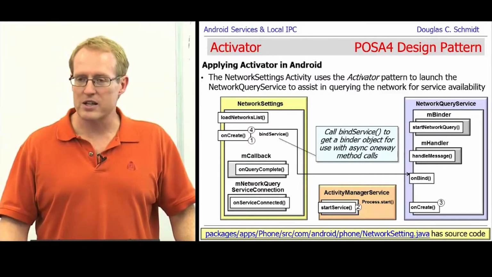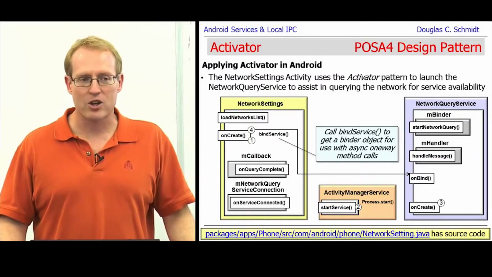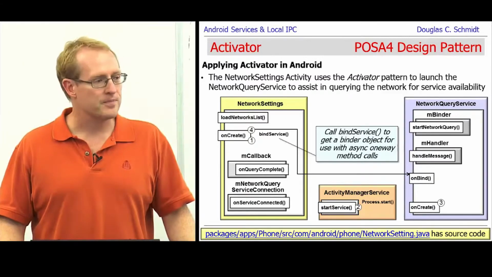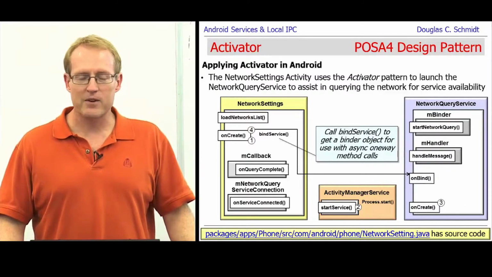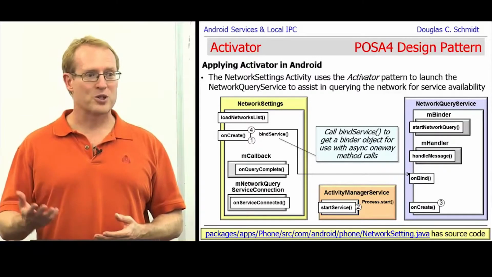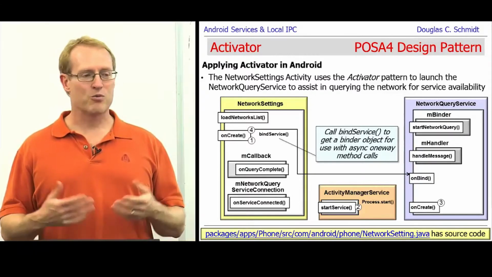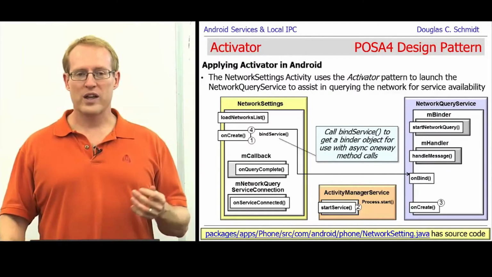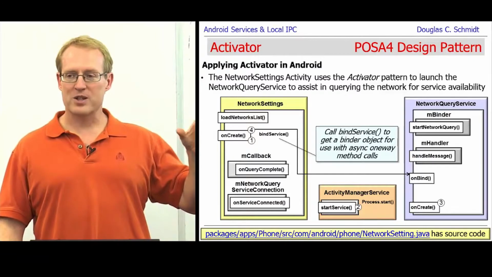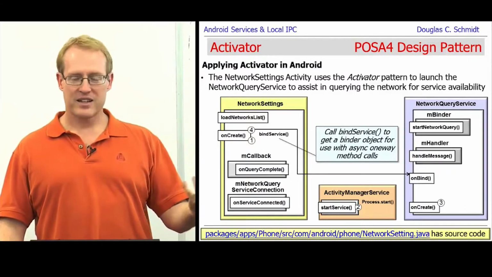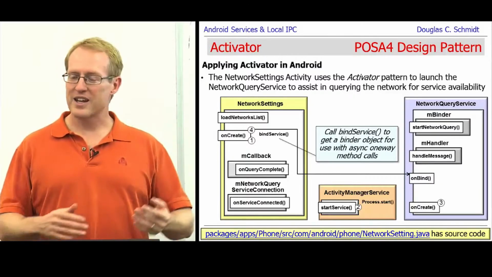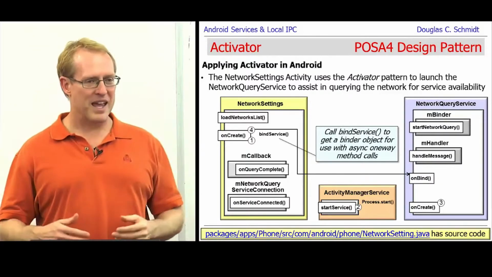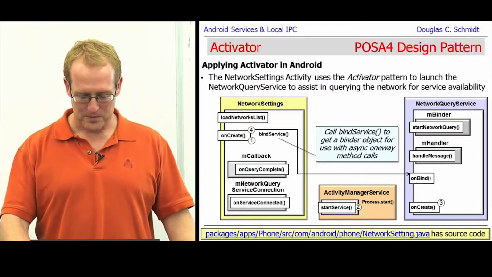But the key point is that it's an example of the Activator. It launches a service on demand. Any questions about that? If you're curious, take a look at the source code. It's got a whole bunch of really cool things going on there. It registers a handler with the underlying radio interface layer, which is the part that actually keeps track of the service, the carriers, and the network availability. When things change, there are callbacks made in the service. It's really cool, so we'll look at that later.